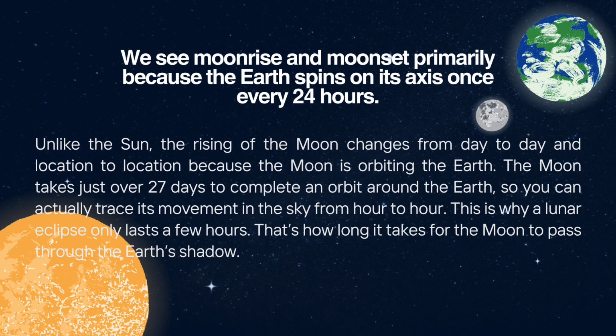Unlike the sun, the rising of the moon changes from day to day and location to location because the moon is orbiting the Earth. The moon takes just over 27 days to complete an orbit around the Earth, so you can actually trace its movement in the sky from hour to hour. This is why a lunar eclipse only lasts for a few hours. That's how long it takes for the moon to pass through the Earth's shadow.